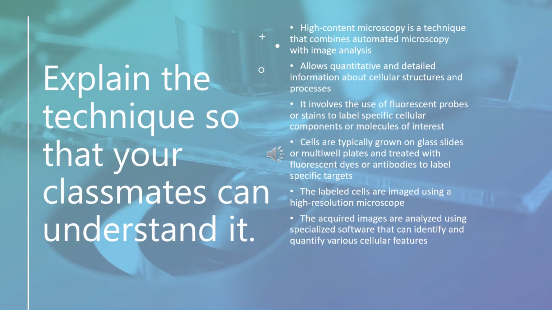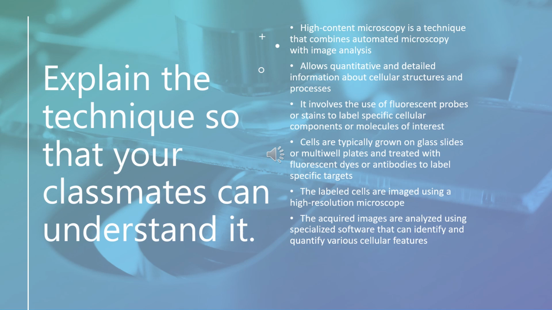High-content microscopy is a technique that combines automated microscopy with image analysis to obtain quantitative and detailed information about cellular structures and processes. It involves the use of fluorescent probes to label specific cellular components, allowing for visualization and analysis of multiple parameters simultaneously.